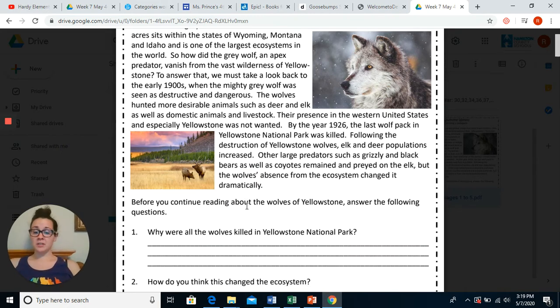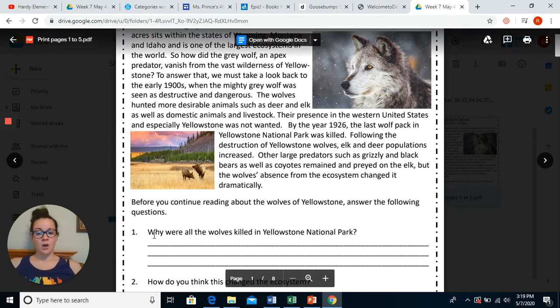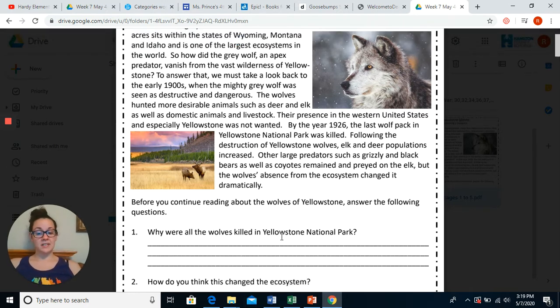Before you continue reading about the wolves of Yellowstone, answer the following questions. So we have some more reading to do, but before that we're going to pause just like we do in chunking and make sure that we have comprehended this part of the text first. Why were all the wolves killed in Yellowstone National Park?